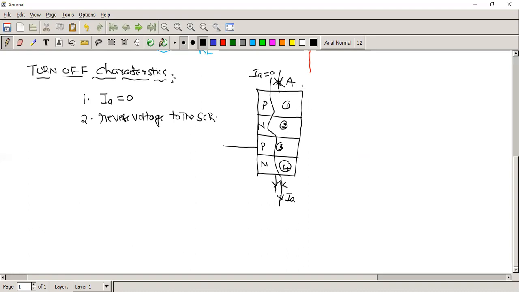Here, this is negative, this is positive. So when you apply the reverse voltage to the SCR, the charge carriers are removed from the outer layers. From the inner layers 2 and 3, we make a recombination between the electrons and holes in the region.